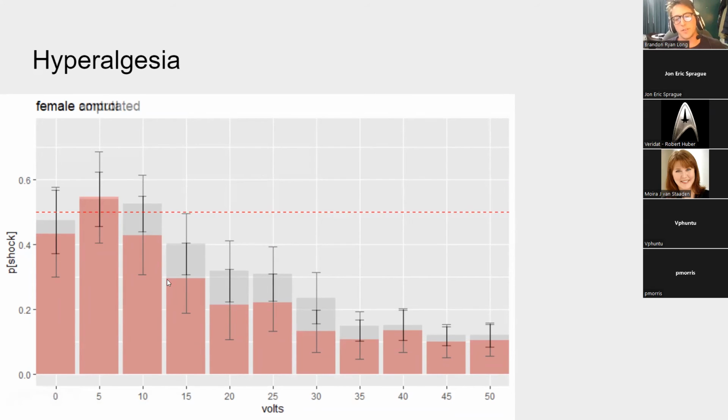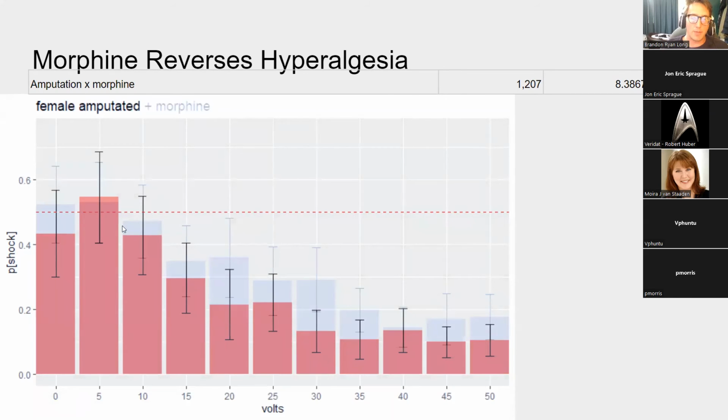Looking at the females, this is what the hyperalgesia looks like. These voltages are painful to them, and the controls show a higher preference for them. If we look at amputated ones, this is the same overlay. The blue bars above the red are where the means of the females on morphine and amputated are. So while there's no direct effects of morphine, it seems that the means are significantly shifted when they're injured and administered morphine. It seems like they will entertain more of a shock than their only amputated counterparts.